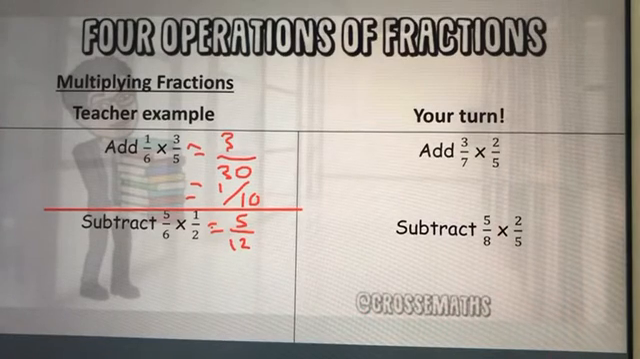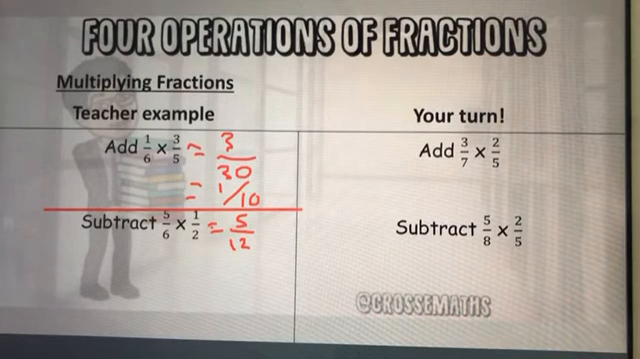Guys, have a go at the ones on the right-hand side for me. Make sure you get the examples down from on the left. 30 seconds, guys.